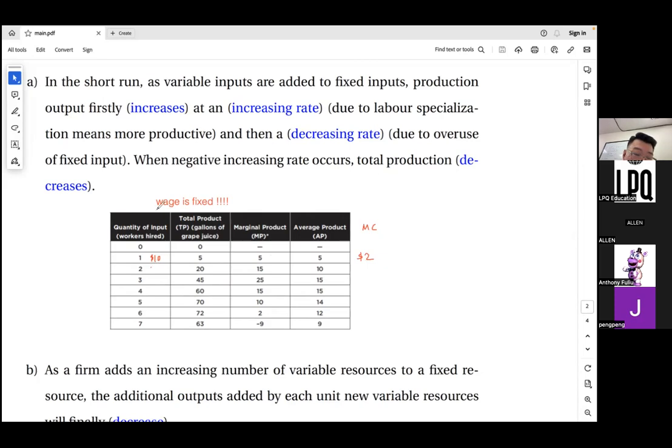But we mentioned here, right? To hire a second unit of labor, you still pay $10. So 10 divided by 15.